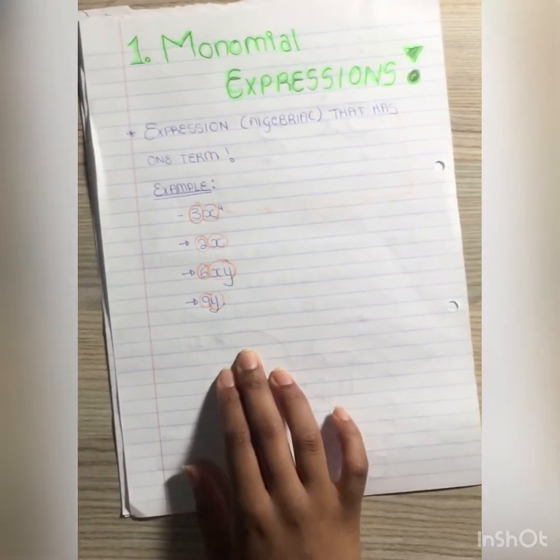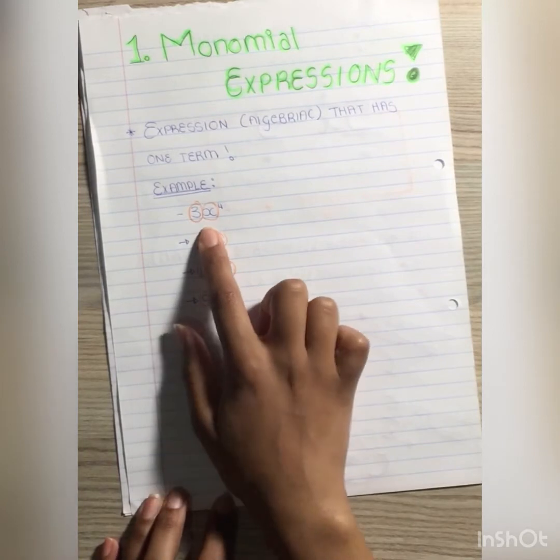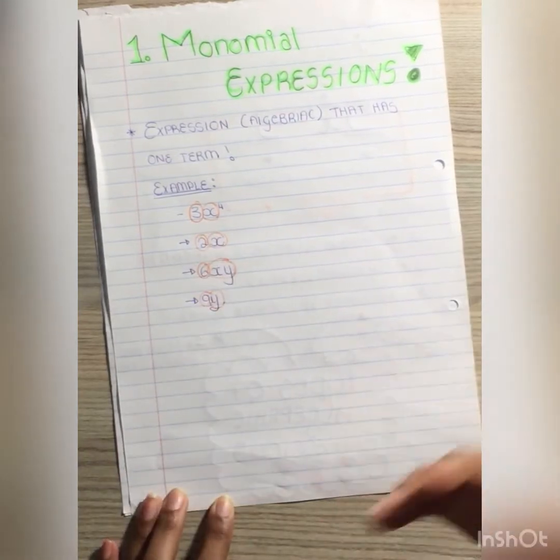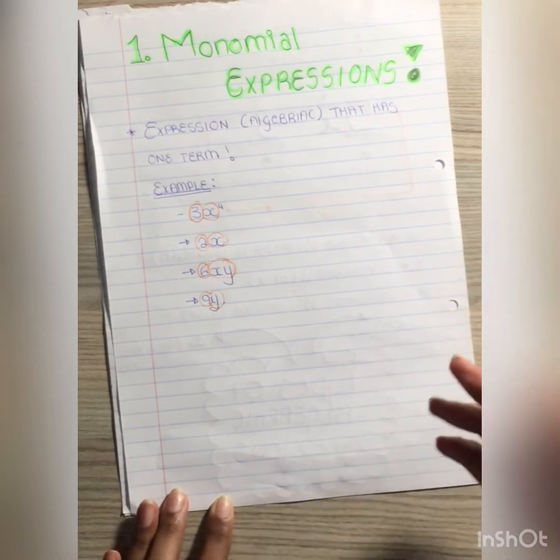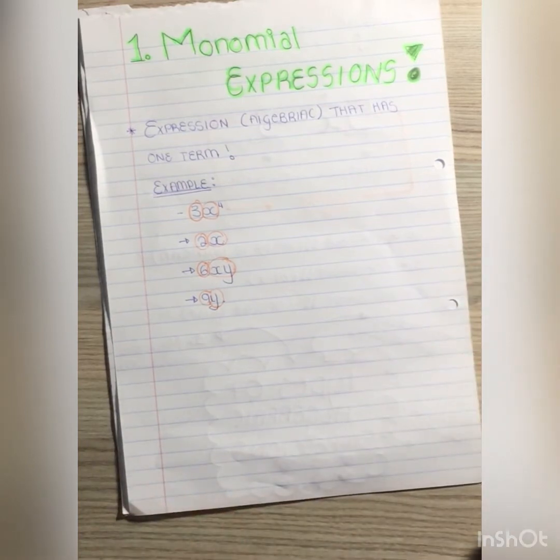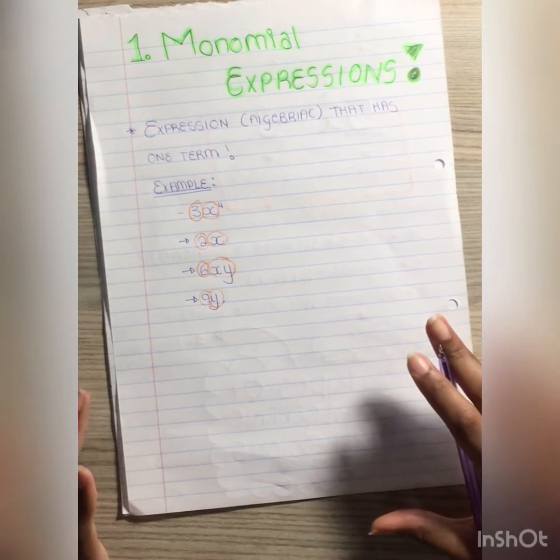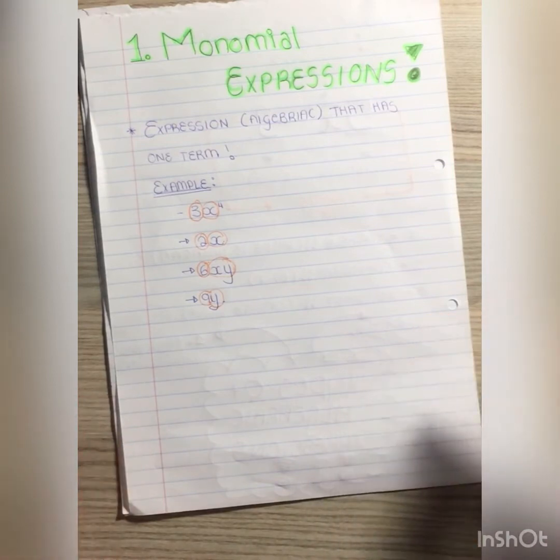So over here we have 3x to the power of 4, 2x alone, 6xy, and we have 9y. Now you may be wondering to yourself, how would you solve an expression like this?